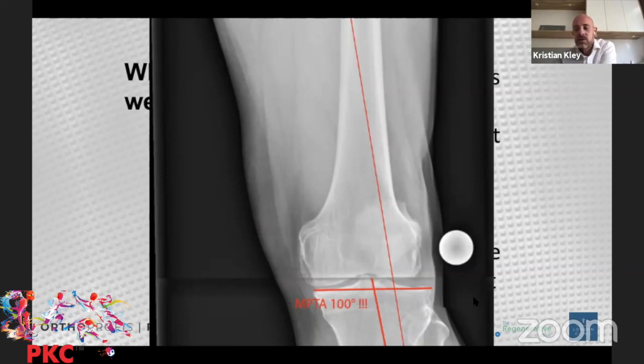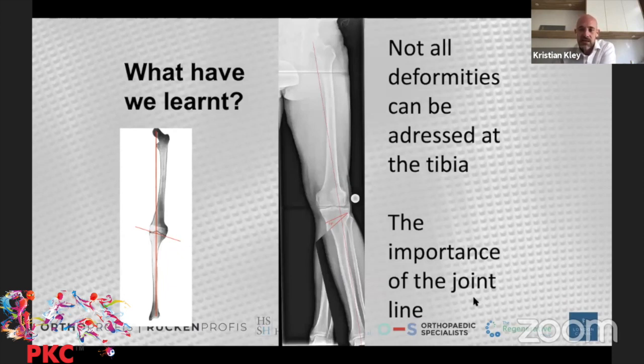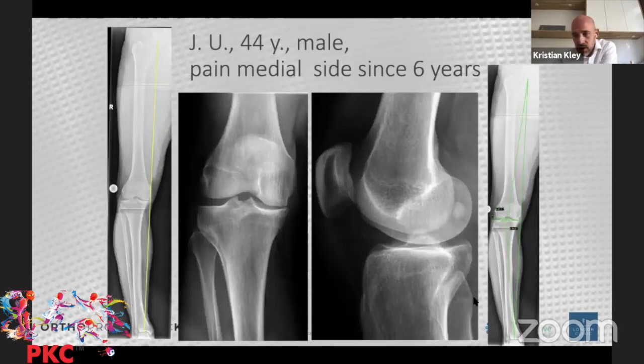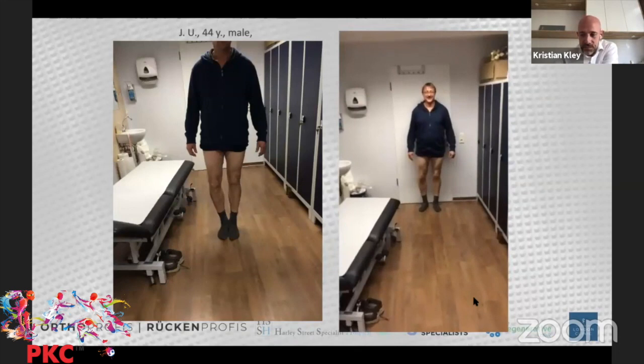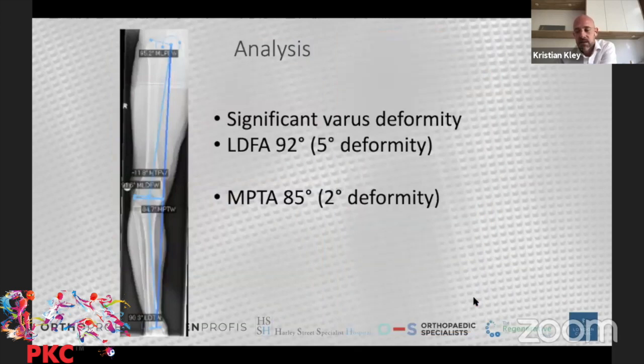And not all these deformities can be addressed at the tibia, because the joint line needs to be taken into consideration. So this is a patient that I planned for a live surgery, basically a tibial osteotomy. He had a tibial osteotomy at the contralateral side a couple of years ago, and luckily, we retrospectively measured that it was okay to treat him at the tibia. But for this surgery, particularly, you can take a look at the massive varus with a thrust and a triple varus deformity. You can see that these were the measurements.